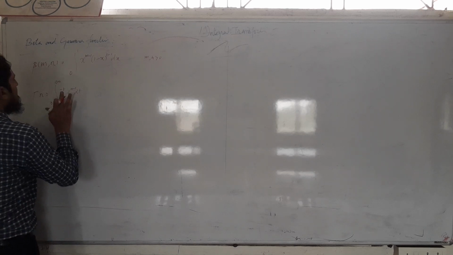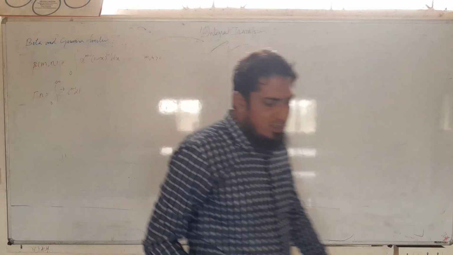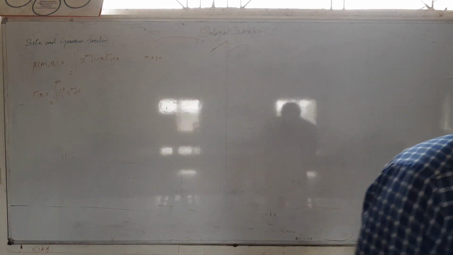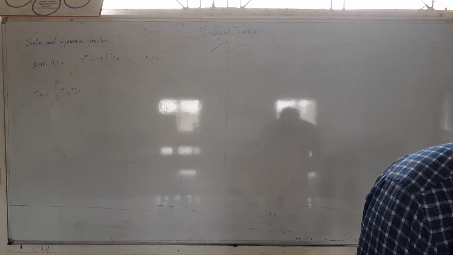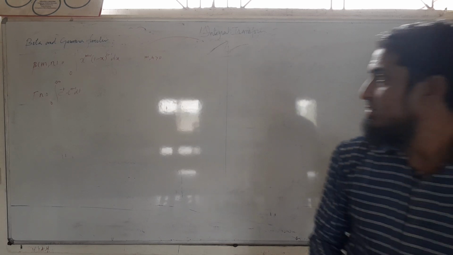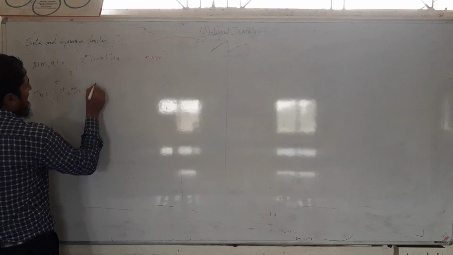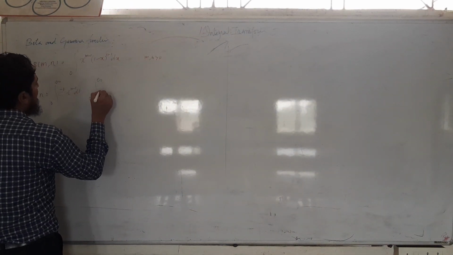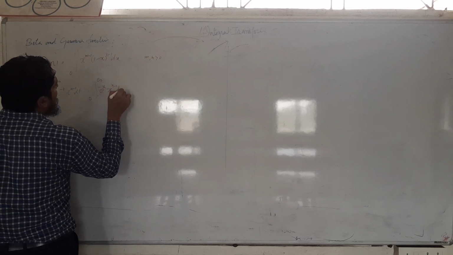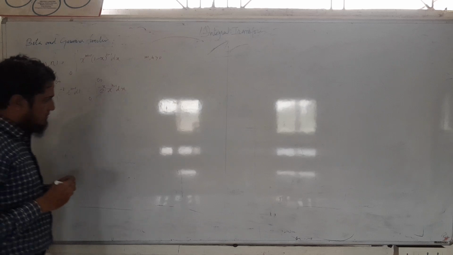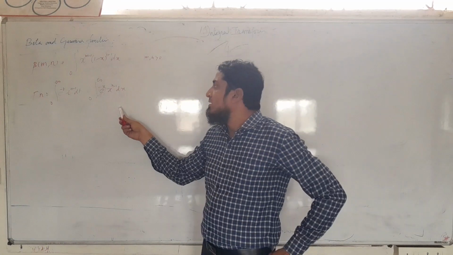Which is e raised to minus t into t raised to n minus 1. It is the definition of the gamma function. Or if you want to write it in variable x, we can write it as e raised to minus x times x raised to n minus 1 dx. So you can change the variable as per your convenience.